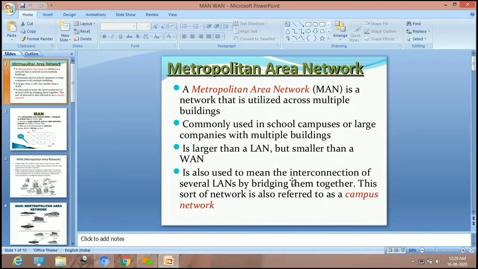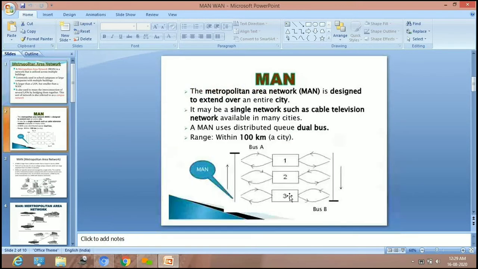WAN is the wide area network. A MAN is also used to mean the interconnection of several LANs by bridging them together. So we can use this metropolitan area network to combine or interconnect a variety of LANs together. And this sort of network is also referred to as a campus network.